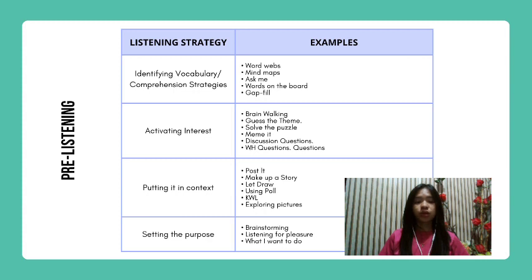Fourth is words on the board. So you can write different words on the board and ask students to choose 2 or 3 words. From these words, they will have to create one sentence. This will help them reinforce vocabulary learning and encourages students to use the words in context.